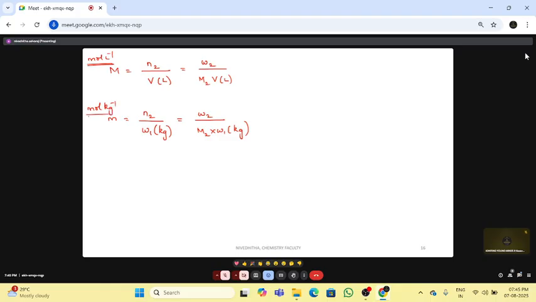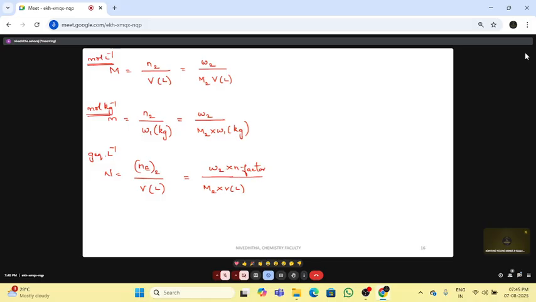kilogram. Okay. And similarly for normality, the formula is number of gram equivalents of solute divided by volume of the solution in liters. So unit will be number of gram equivalents per liter. Okay. And this can be expanded as weight by molecular weight into volume of the solution in liters and into N factor.